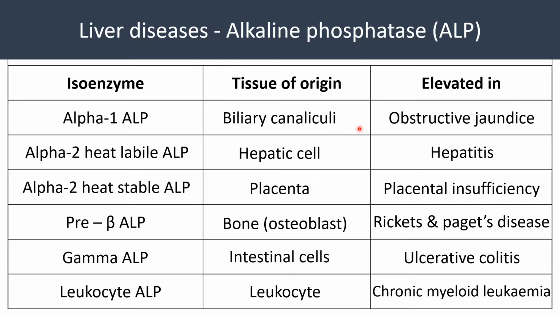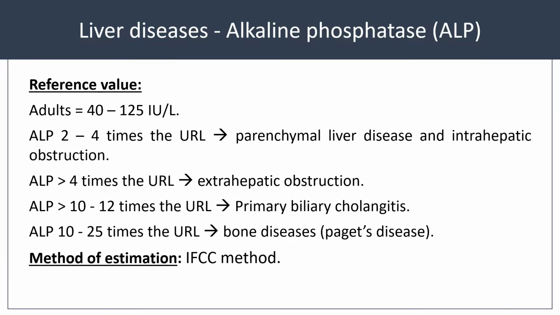So in case of jaundice, that is in obstructive jaundice, ALP will be elevated, and in hepatic jaundice, ALP will be elevated. The reference value for adults for ALP is 40 to 125 international units per liter. But in children, it will be higher than this. Why is it higher in children? Because children are actively growing, so the osteoblasts and osteoclasts will be active. Since osteoblasts are active, they are going to produce more alkaline phosphatase. So compared to adults, in children, ALP concentration will be higher.